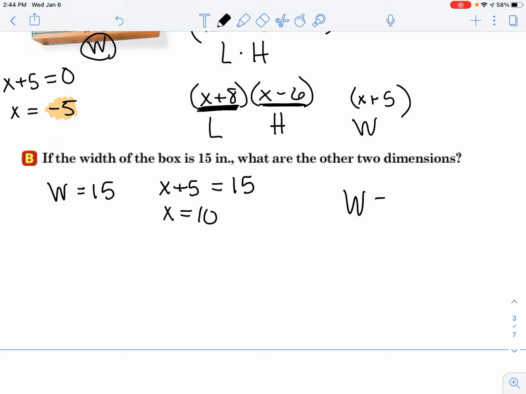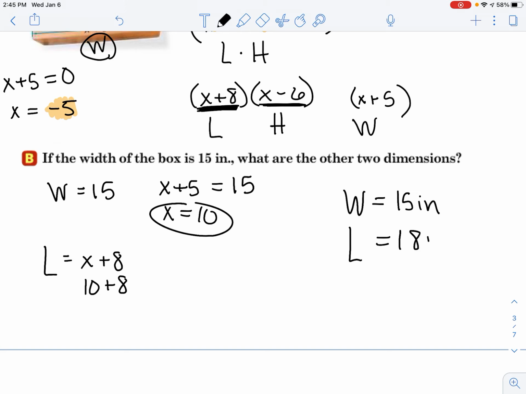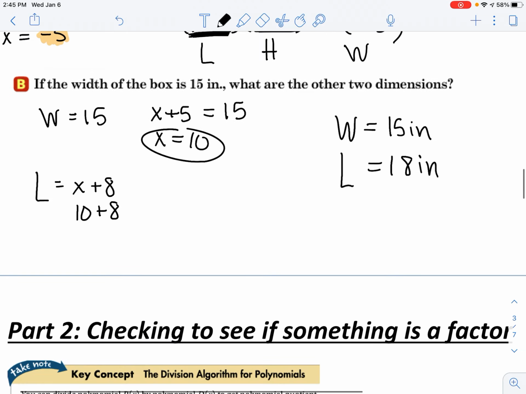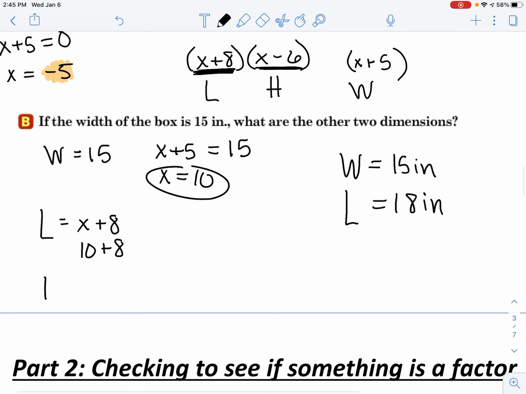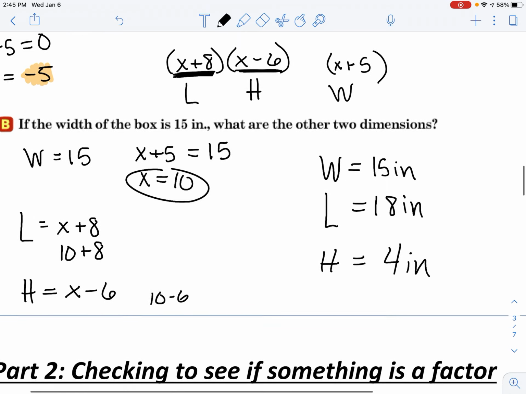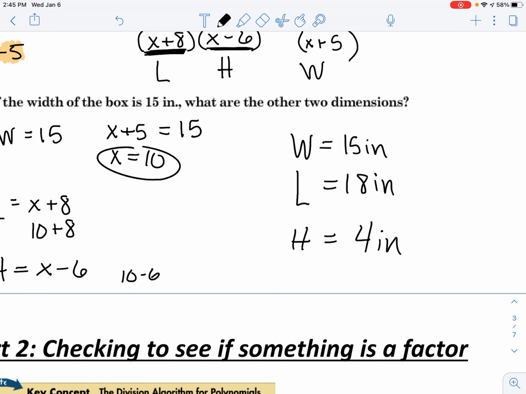So if I can say the width is 15 inches, then I guess I could say the length, which was x plus 8, I can replace x with 10. So the length is 18. Now let's do the width, or excuse me, the height. The height was x minus 6, replace x with 10. 10 minus 6 is 4. And that makes sense for a shadow box, especially if we visualize this, the height of a shadow box being 4, like if that's how deep it is.